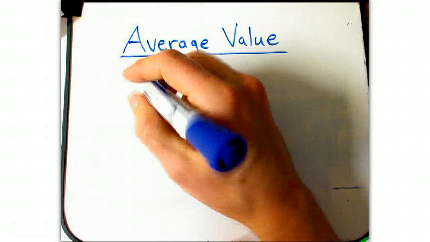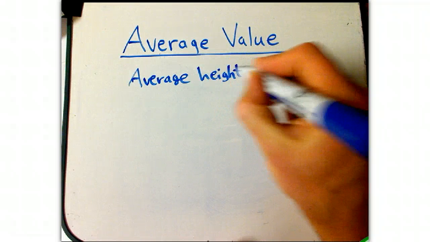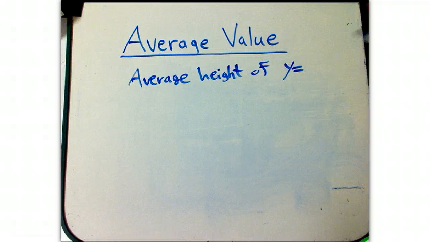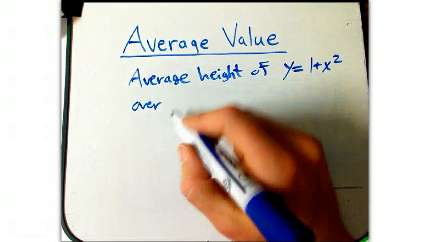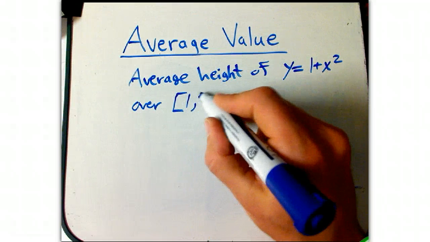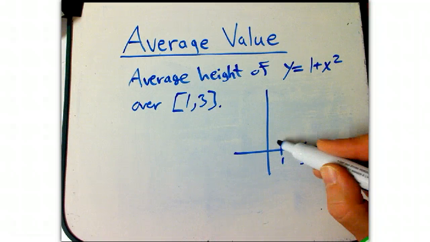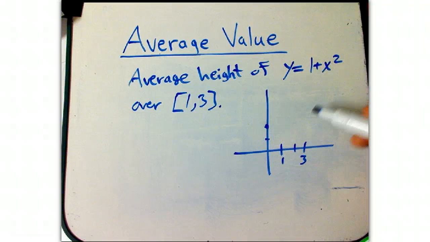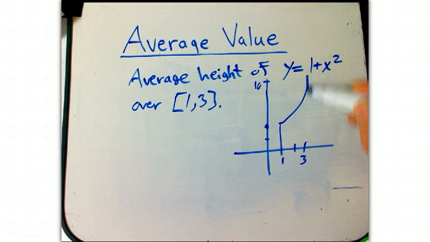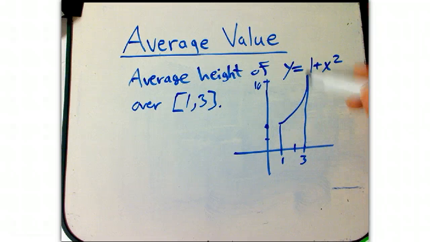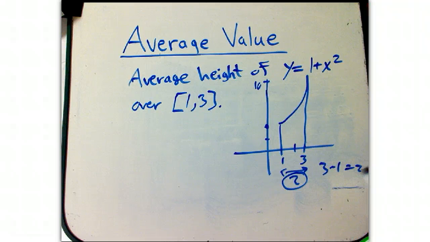So let's look at the average height of the graph of, say, y equals 1 plus x squared over the interval 1 to 3. So what does that look like? From 1 to 3, that starts out at 2 and goes up pretty high, I guess up to like 10. Not quite to scale. So it's like this. So this is a funky wall with a width of 2. Notice that's 3 minus 1 equals 2. That's going to come in.